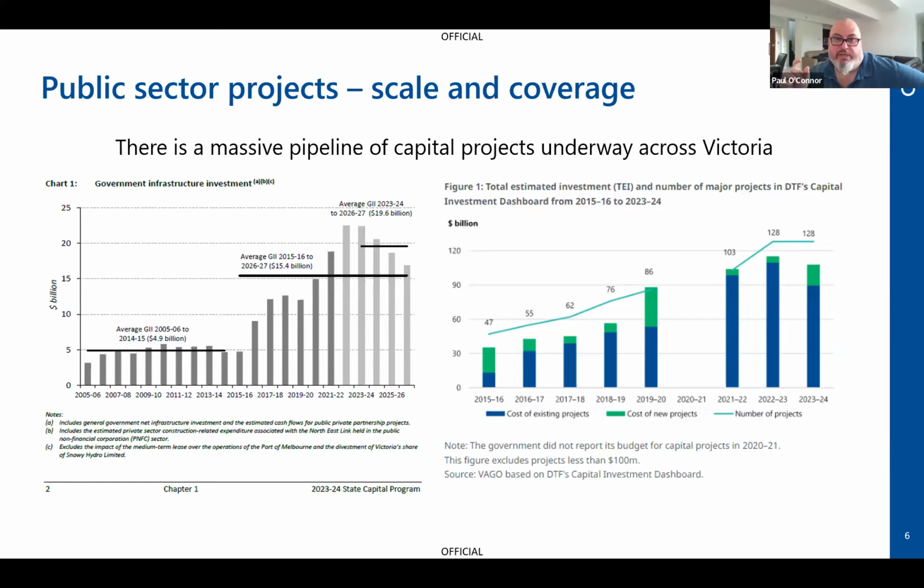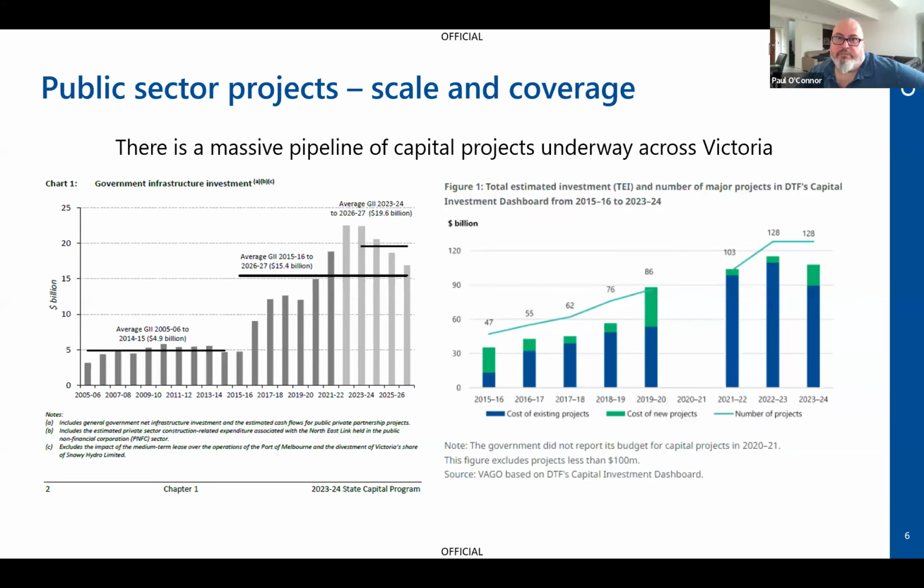But we're mainly focusing in this chart on the right on specific standalone projects, so what you would describe as a project rather than a program of work. But it just gives you a sense Victoria is spending really big in the infrastructure and project space. So these are capital projects, of course. Not every project needs to be a capital project.